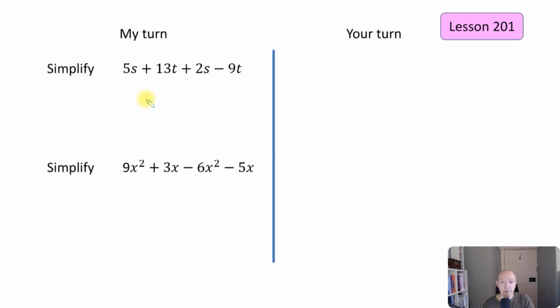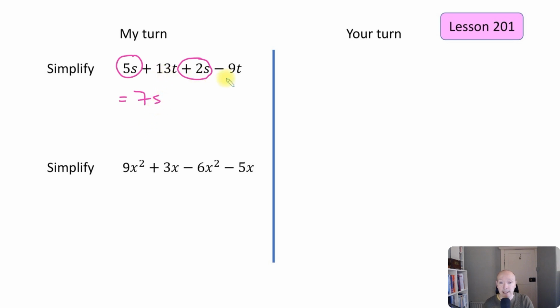Okay, again, sticking with simplifying, this time we've got different kinds of things. So this is where I highly recommend circling stuff. So I'm going to circle the 5s and the 2s. Note I'm circling the sign to its left as well, so not just the 2s but the plus 2s. 5s plus 2s is 7s.